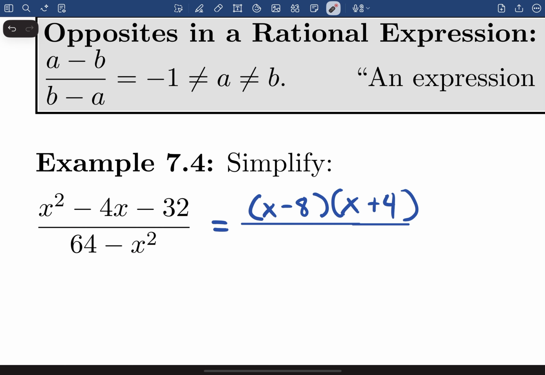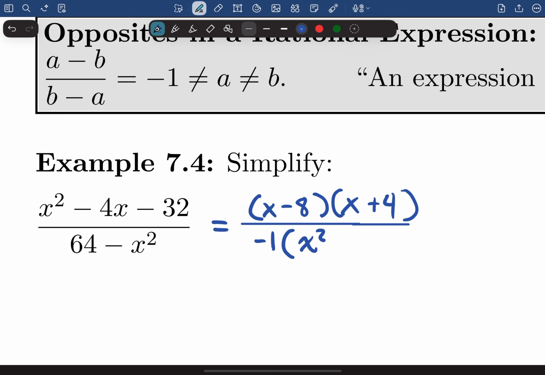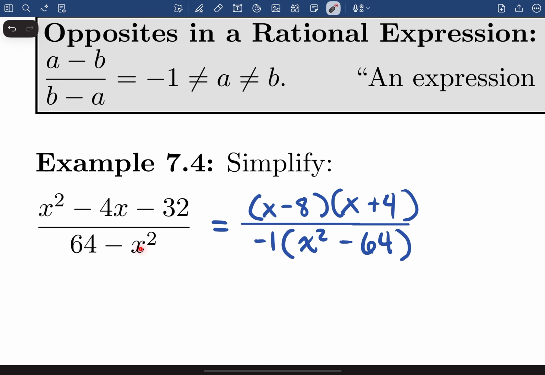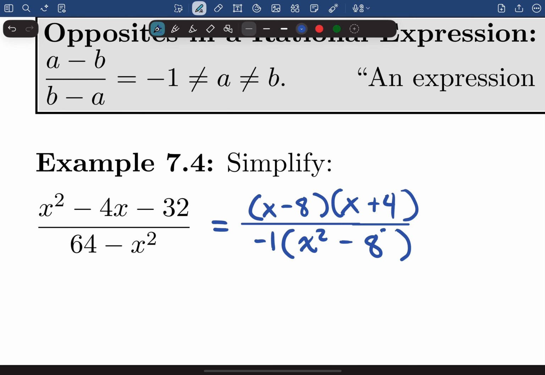Great. Now I look at the bottom, and it looks backwards from what I'm used to. Usually we put the quadratic term first and the constant second. And so if I want to, I can factor out a -1 from that stuff and then reverse the direction of those two terms. So instead of 64 minus x squared, I can write it as x squared minus 64 if I factor out a -1. Great. Well, now I recognize this binomial as the difference of squares because 64 can be rewritten as 8 squared.